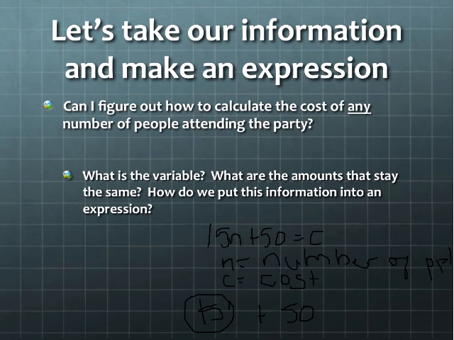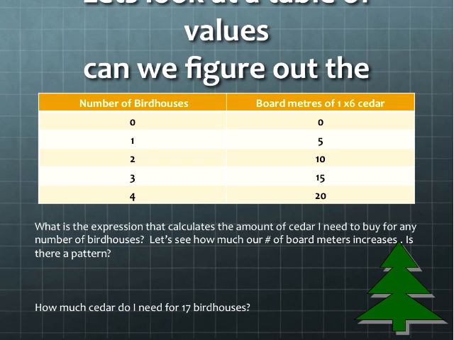And how we always put these things into an expression is the numerical coefficient tends to go before the variable. So instead of n times 15, it usually is 15n. That doesn't mean it has to be that way, but that's kind of a math standard that we use. All right.